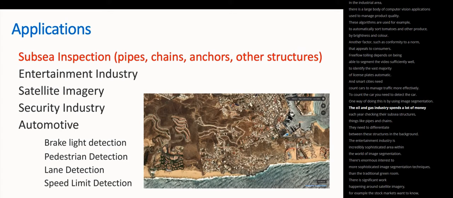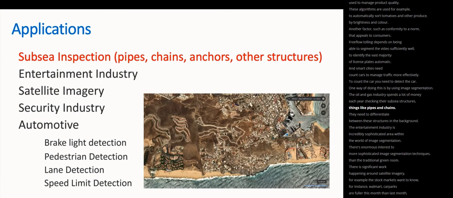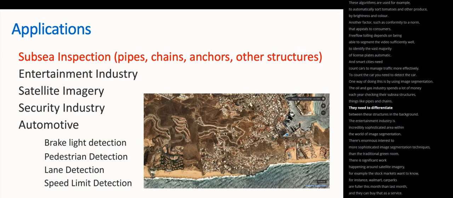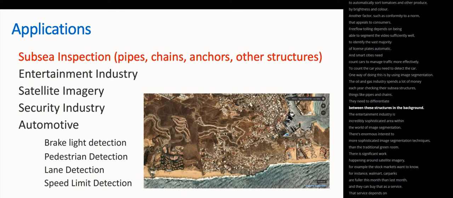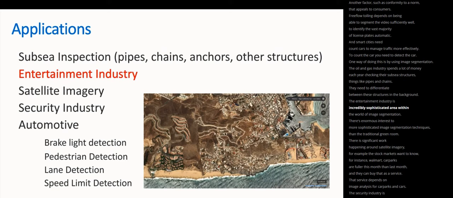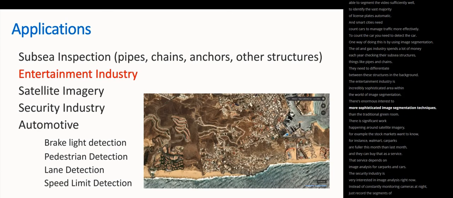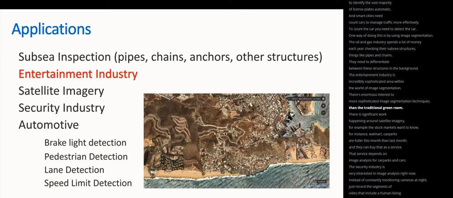The oil and gas industry spends a lot of money each year checking their subsea structures, things like pipes and chains. They need to differentiate between these structures and the background. The entertainment industry is an incredibly sophisticated area within the world of image segmentation. There's enormous interest in more sophisticated image segmentation techniques than the traditional green room.